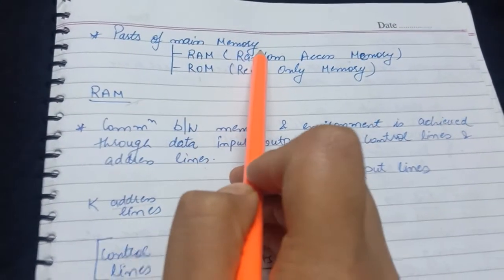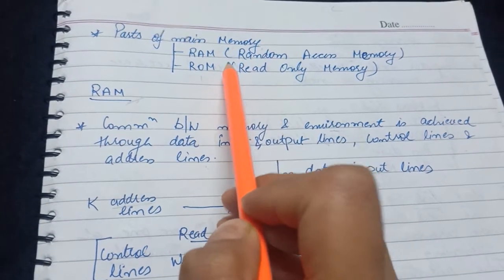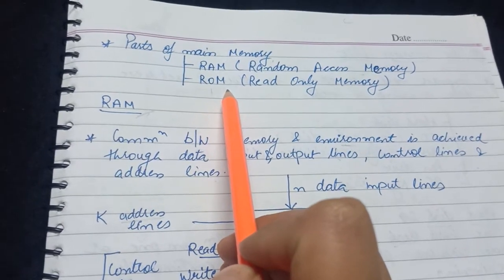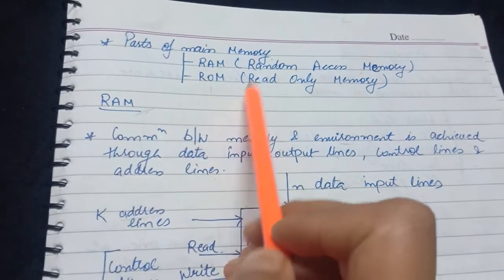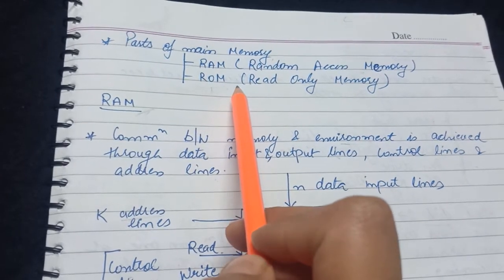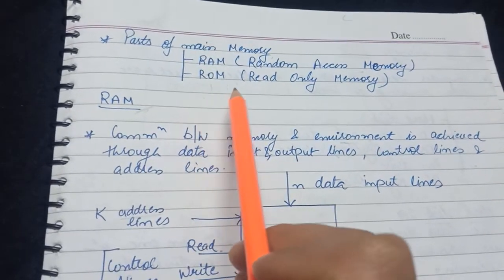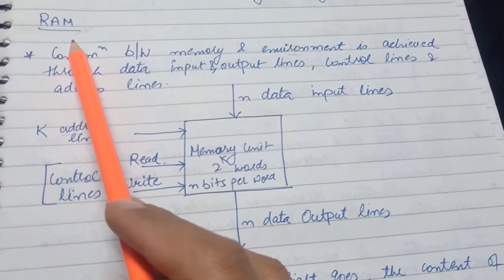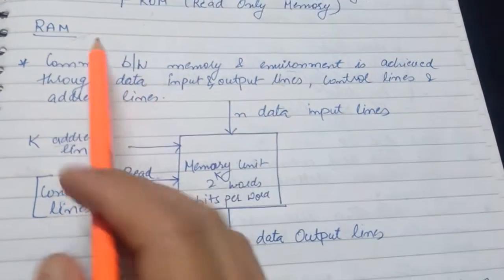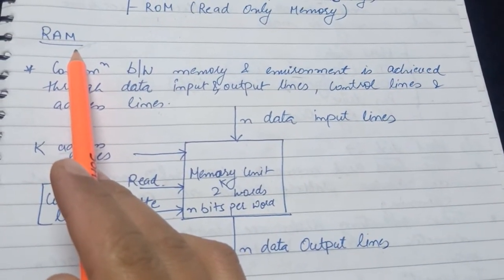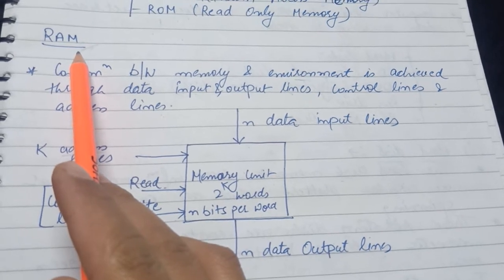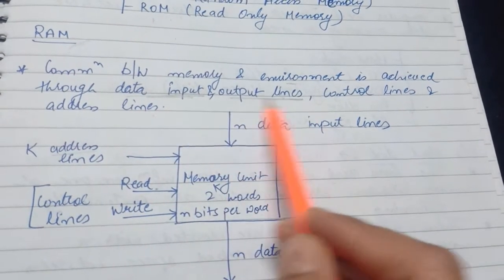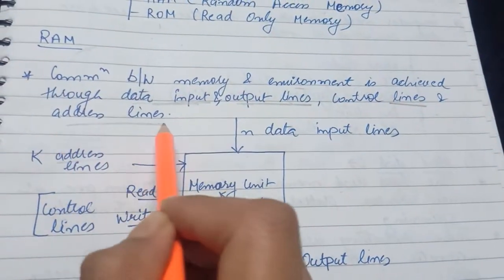Next we have the parts of main memory. There are two parts. One is your RAM, another is your ROM. RAM is our random access memory and ROM is our read only memory. Both play a very important role whenever we start our system and our operating system gets loaded. So firstly, let's discuss what RAM is. RAM actually creates a link between the memory and the user, and for creating that link it uses data input output lines, control lines and address lines.